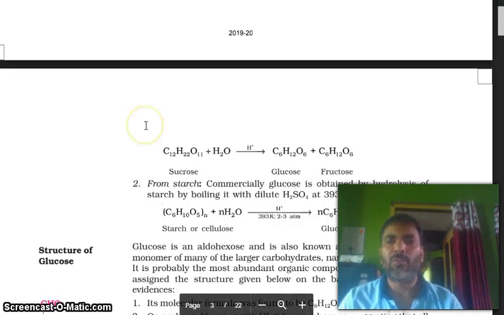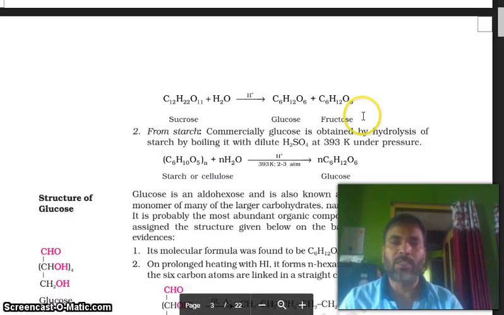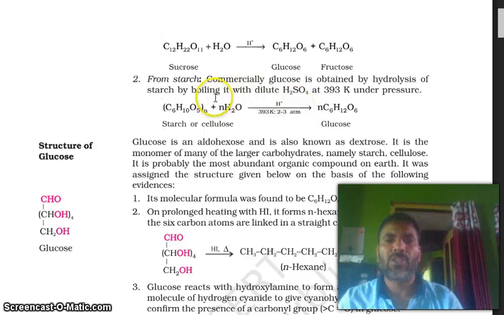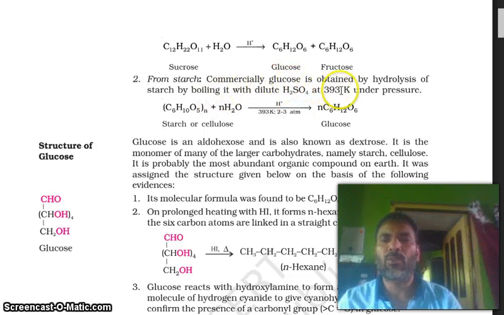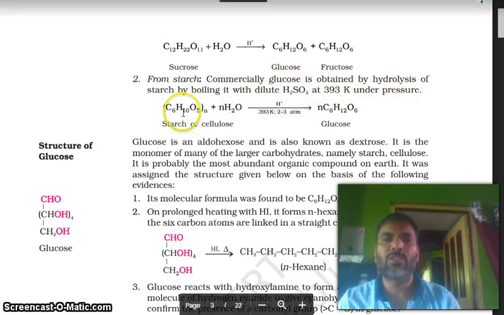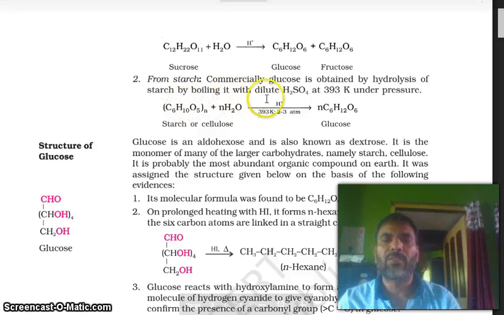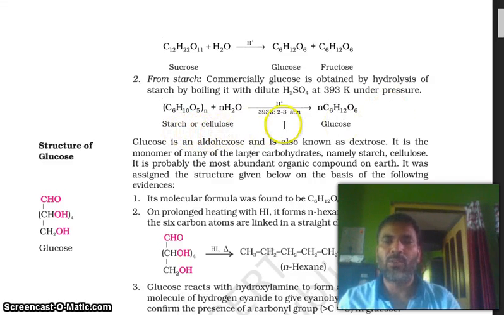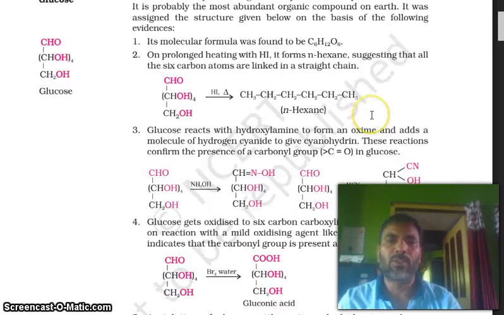So, preparation of glucose. How is glucose prepared? From sucrose hydrolysis you will get glucose and fructose. From starch: commercially, glucose is obtained by hydrolysis of starch by boiling it with dilute sulfuric acid at 393 Kelvin under pressure. So starch or cellulose give glucose.